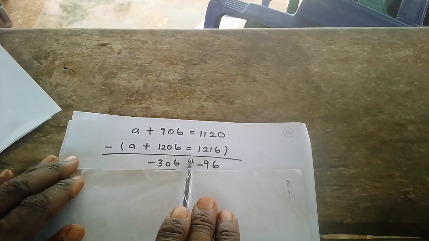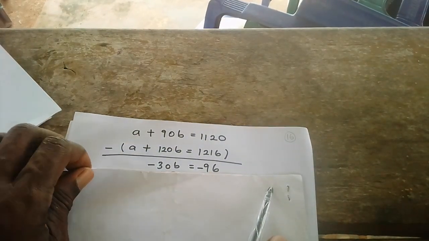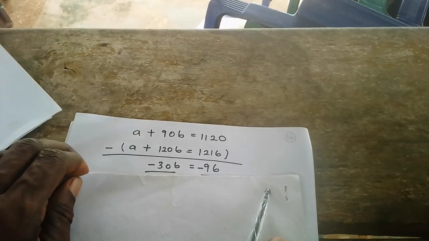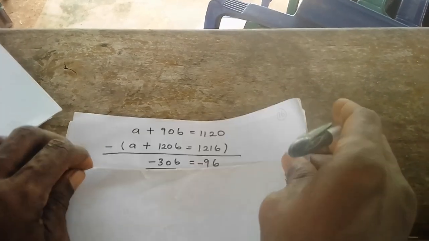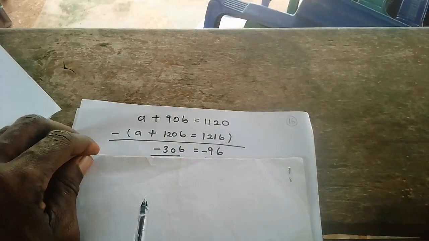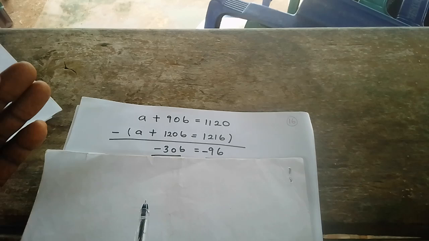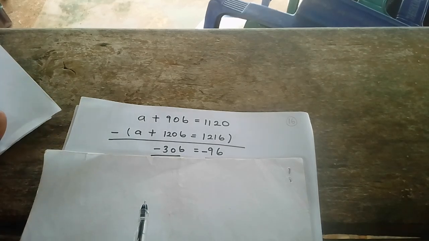1120 minus 1216 will give us minus 96. So it means that for you to be able to solve partial variation properly, you must be able to solve simultaneous equations very well. And you can use any of the methods. If you don't want the elimination method as I'm using it, you can use the substitution method. Any of the methods you want is still applicable.